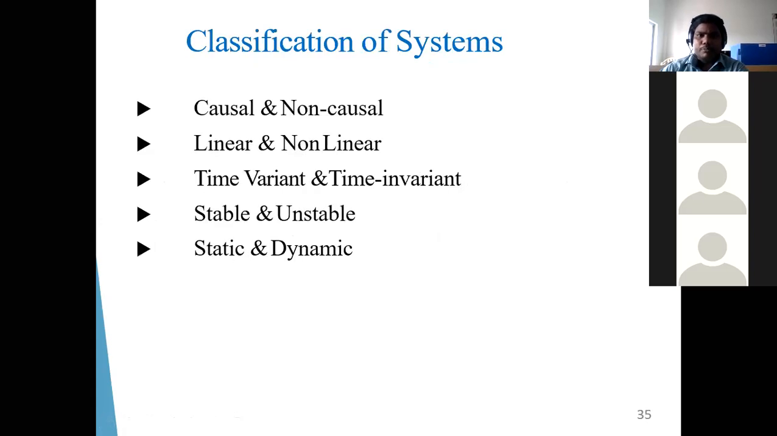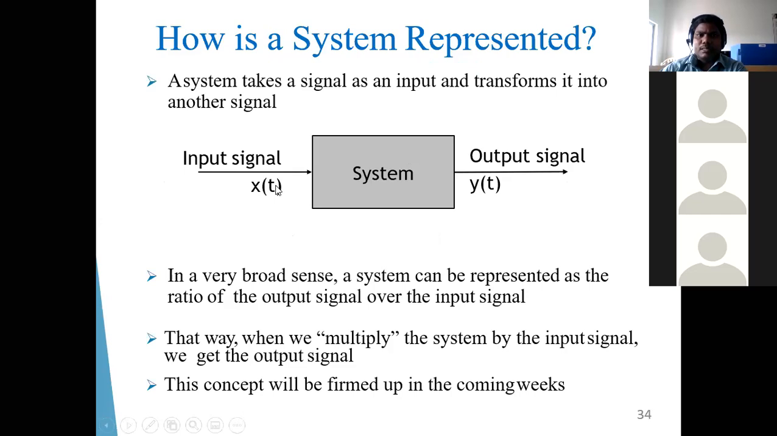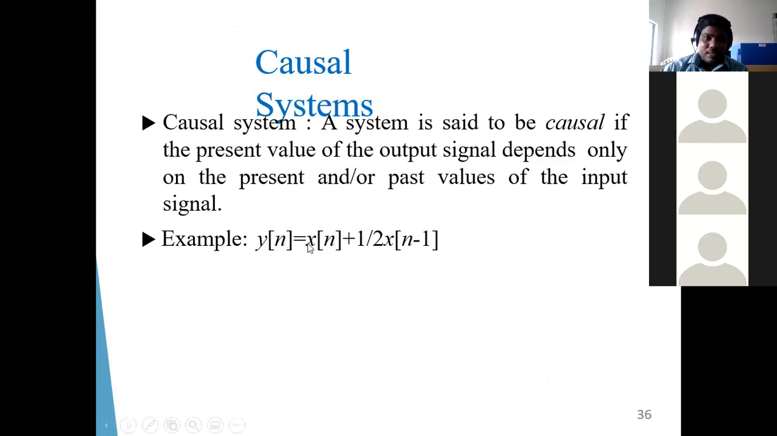So here we are observing the given system. This is the x of t, this is the y of t. The signals are represented in the time domain, whereas here they are represented as discrete time signals. y of n equals x of n, where x of n is the present value and x of n minus 1 is the past value. So the causal system mainly depends on present and past values.